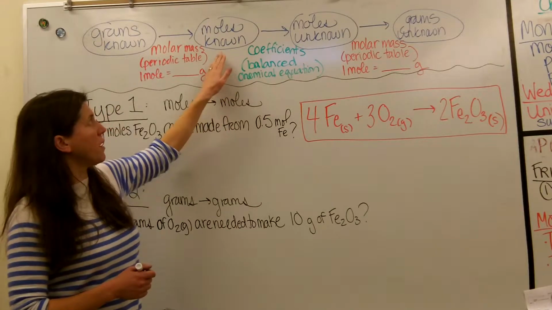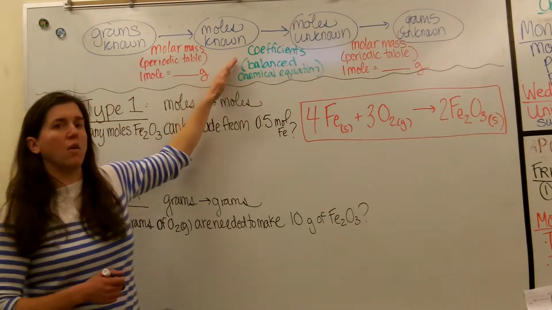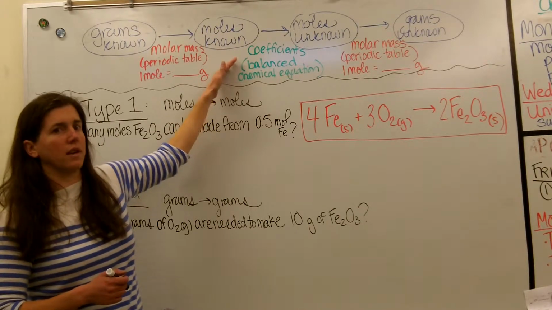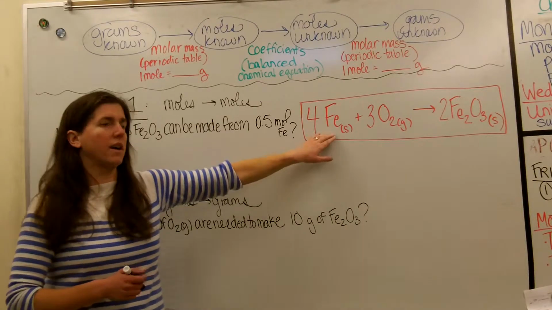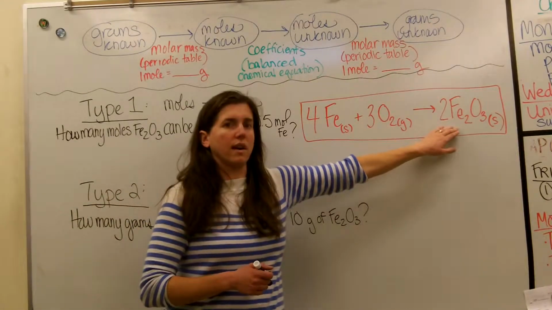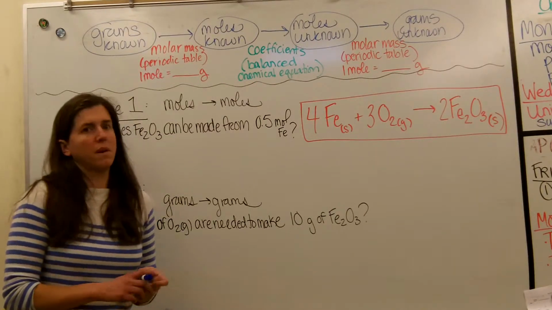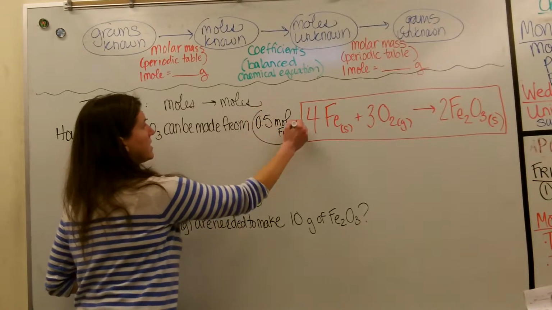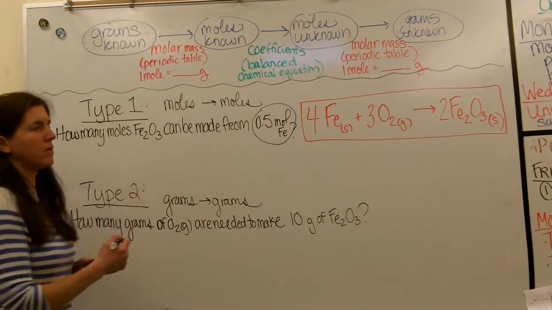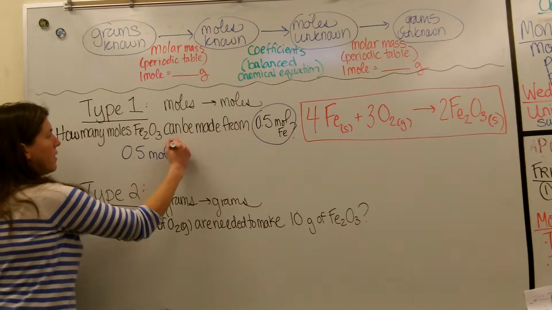In order to get from moles of something to moles of something else, I'm going to look at the coefficients in my balanced chemical equation. So I notice, for example, down here that it takes 4 moles of iron to make 2 moles of iron oxide. So when I'm doing a stoichiometry problem, my first step is always going to be write down what you know. So in this case, I know 0.5 moles of iron. So I'm going to write down 0.5 moles of iron.